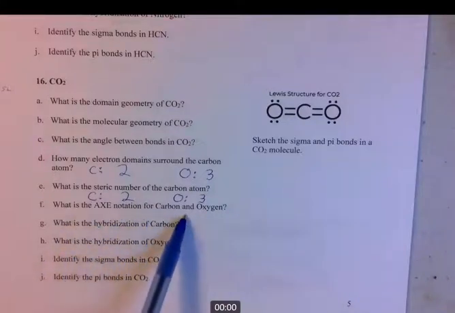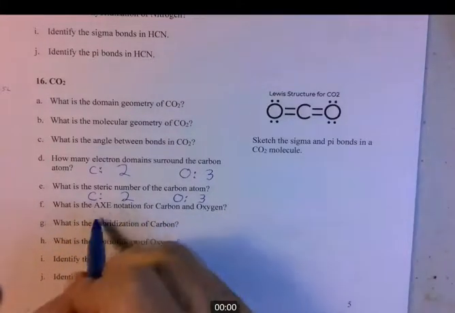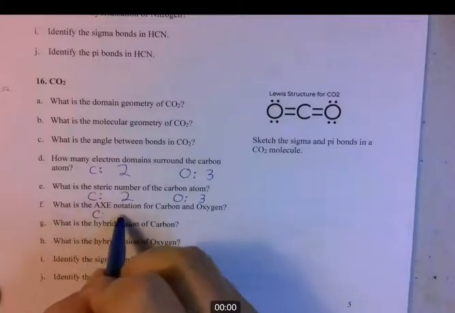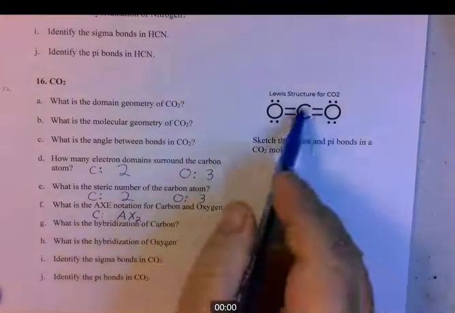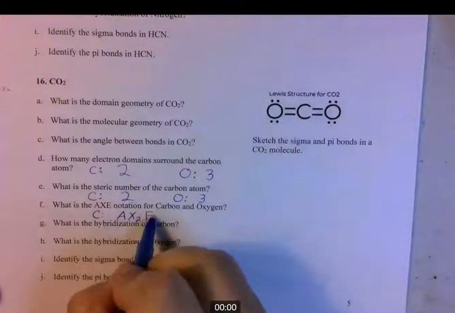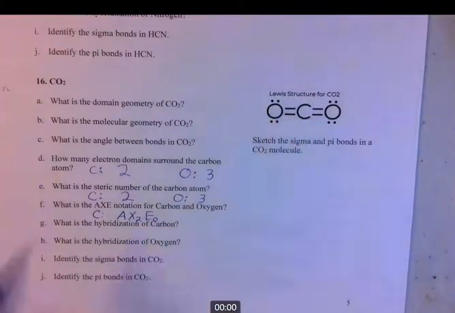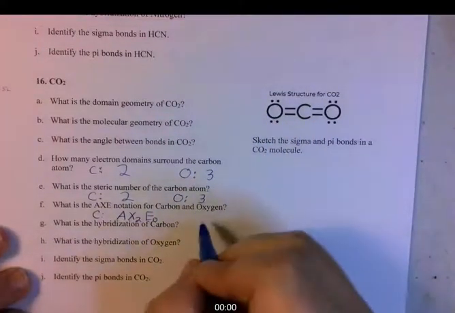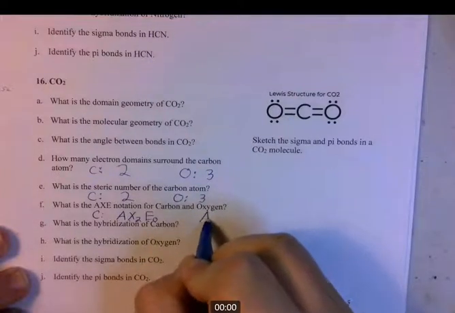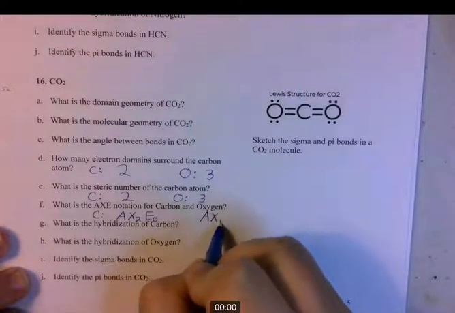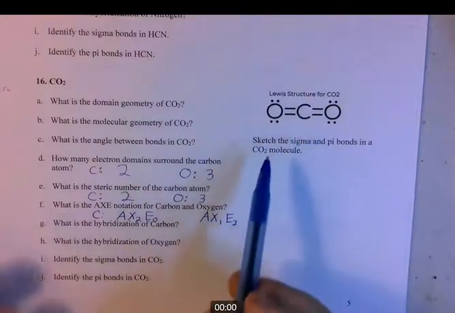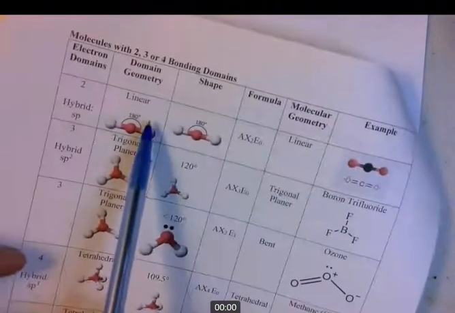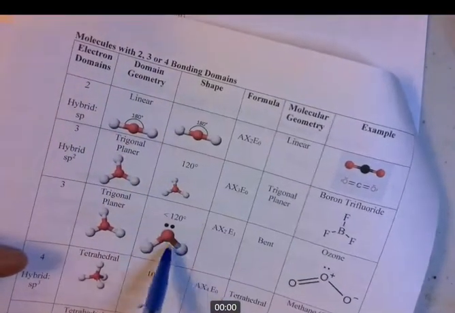All right, so this makes it a little interesting, different than some of the others we've done. What's the AXE notation for carbon and then for oxygen? So for carbon, the notation is AX2, and there's no lone pairs there, so it's E0. That's going to make it linear, and carbon dioxide is a linear molecule. Okay, for oxygen, it's going to be AX1E2. And again, that doesn't appear on our chart because our chart only deals with a minimum of 3 atoms in each of these.